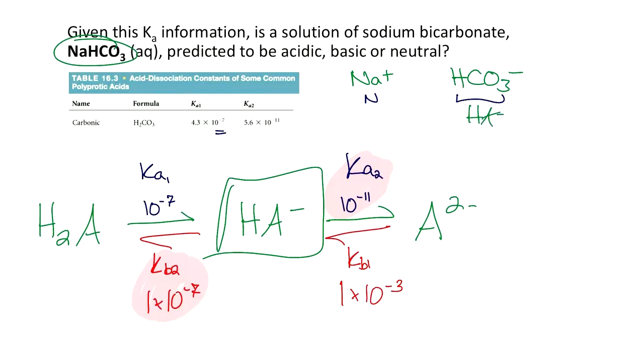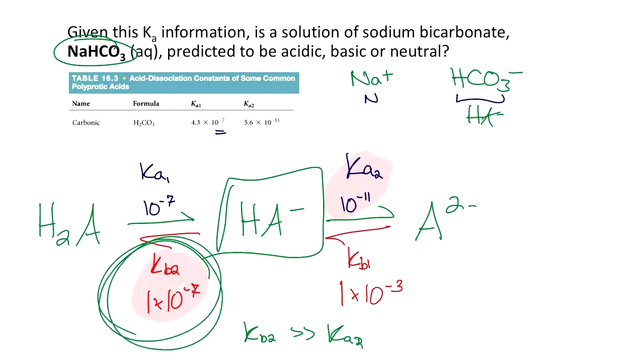And so we need to think, is it going to act more like an acid or more like a base? So what do you think? It's going to be basic. Why is it basic? Because Kb2 is larger than Ka2. All right, so this number is larger. So HA minus is more likely to act as a base. That's going to push the reaction in this direction. It's going to act like a base.